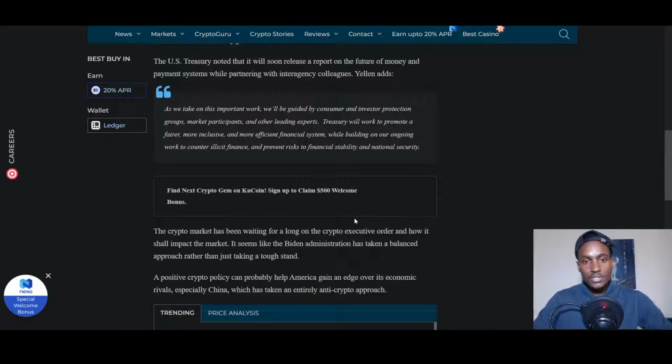As we take on this important work, we'll be guided by consumer and investor protection groups, market participants, and other leading experts. Treasury will work to promote a fairer, more inclusive, and more efficient financial system while building on our ongoing work to counter illicit finance and prevent risks to financial stability.